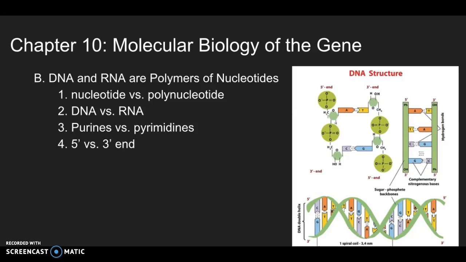DNA is deoxyribonucleic acid, and it's double-stranded, whereas RNA, which is ribonucleic acid, is single-stranded. An easy way to remember the difference is that they both contain different sugars. So purines versus pyrimidines goes into the base pairing of DNA. Purines are going to be your bases of adenine and guanine, and pyrimidines are the bases of cytosine, thymine, and uracil.